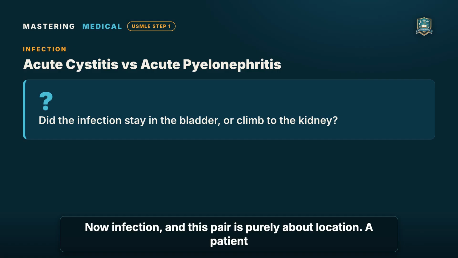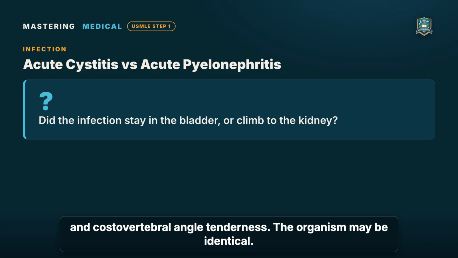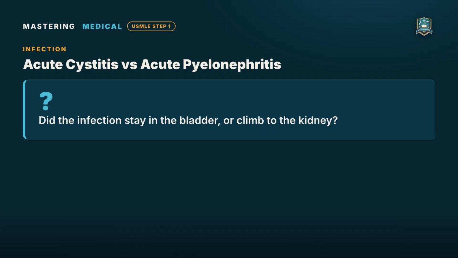Now infection, and this pair is purely about location. A patient with dysuria develops fever, nausea, flank pain, and costovertebral angle tenderness. The organism may be identical. The question is whether the infection stayed in the bladder or climbed to the kidney.